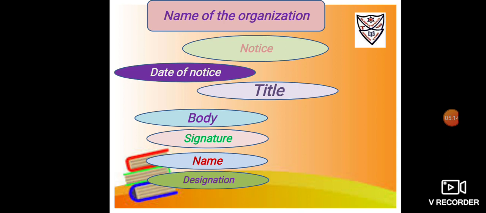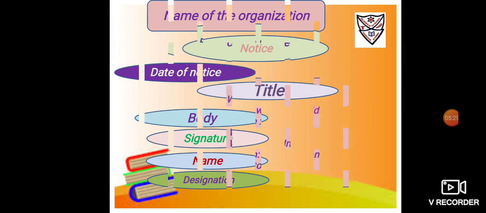The person who is framing the notice has to put the sign, and then they have to write the proper name and the designation. Okay, for example, you are Rahul, so you will sign first, then you will write Rahul Shah, and then the designation, like you can say the head boy, or the head girl if it's a girl. Okay.